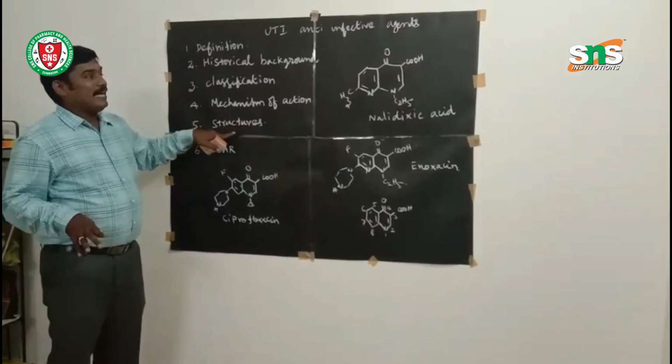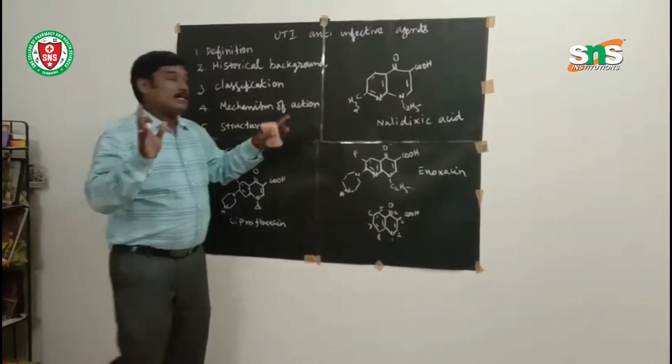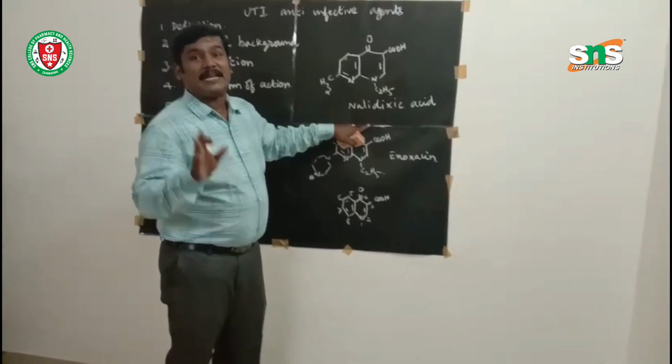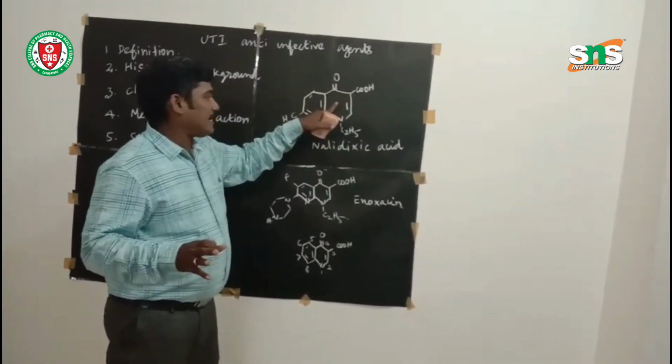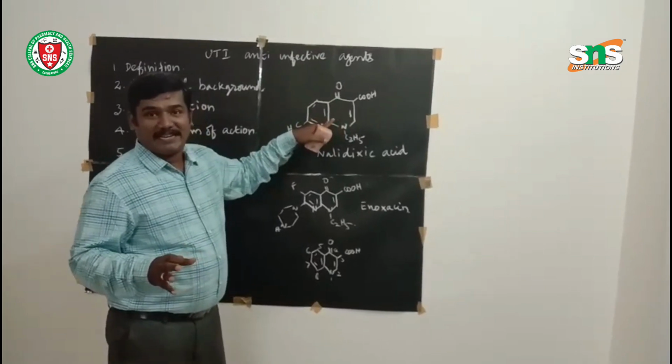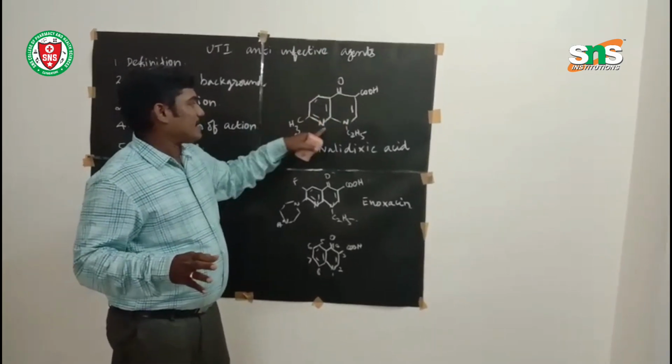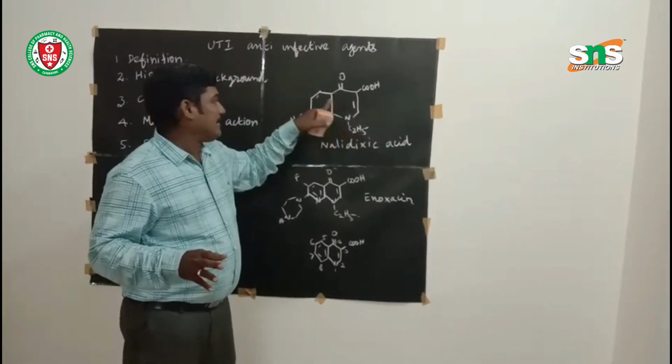So next one, structures. The first structure will be nalidixic acid. As I have already mentioned, the basic nucleus that is present in that one is naphthyridine. If you see this structure, it is like the naphthalene structure.